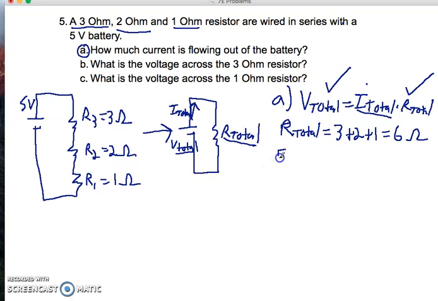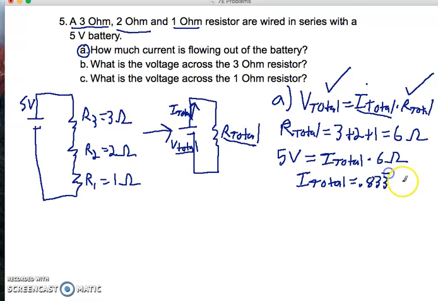So now we can calculate. We know 5 volts total voltage. We're looking for I total, the amount of current flowing out of the battery, and we know that the resistance is 6 ohms. So we're going to get a total current of 0.833 repeating amps. That's how much current is flowing out of the battery, the total current supplied by the battery. And because this is a series circuit, that's actually the current flowing through each resistor. So to do that, we had to apply Ohm's law to the simplified circuit. So that is A.